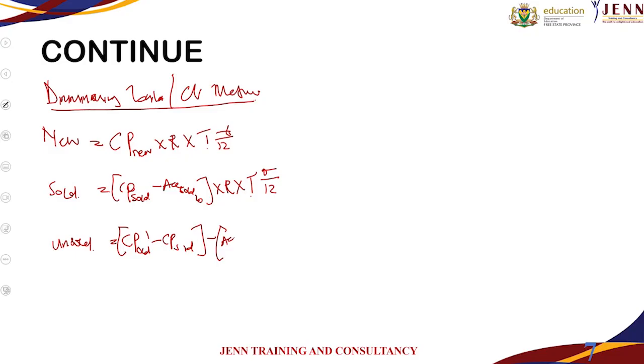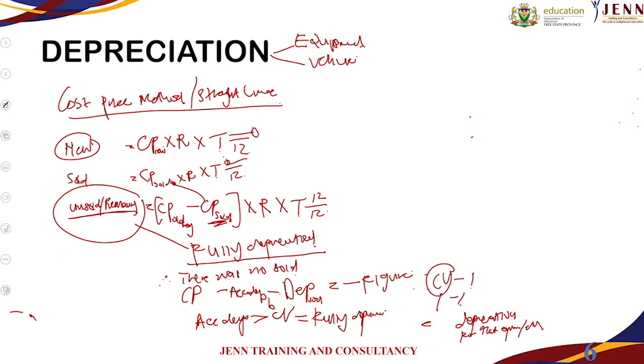Then we are having to say accumulated depreciation of old minus accumulated depreciation of sold, but which accumulated you are talking about at the beginning of the year. And then now we multiply by rate, we multiply by time. And remember, time is always 12 over 12. We were saying in this regard, an asset can actually be fully depreciated, right? Then it actually says it has reached its lifespan.